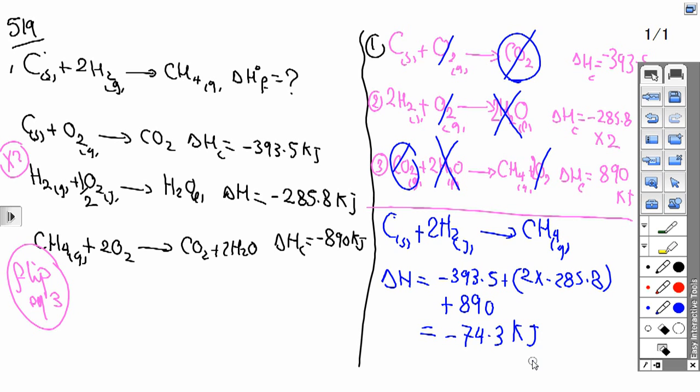So delta H equal negative 74.3. Okay, the steps. The question is calculate delta H, so this is delta H. If the question is rewrite this equation including the enthalpy change, then you have to put this one in the product.